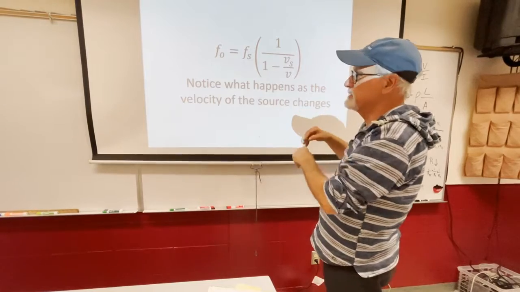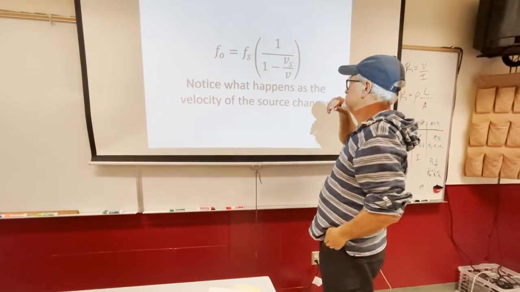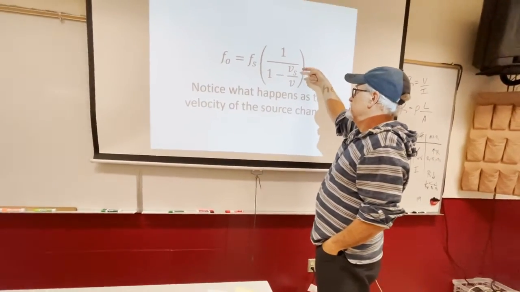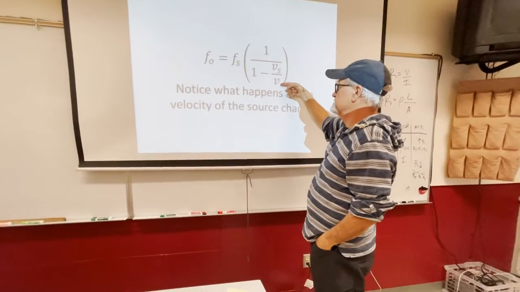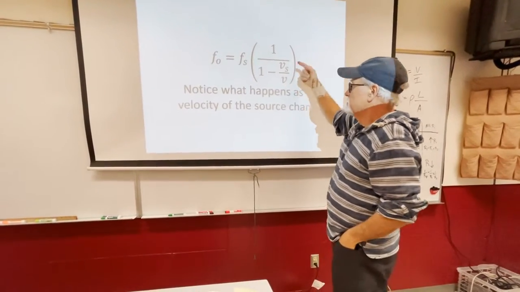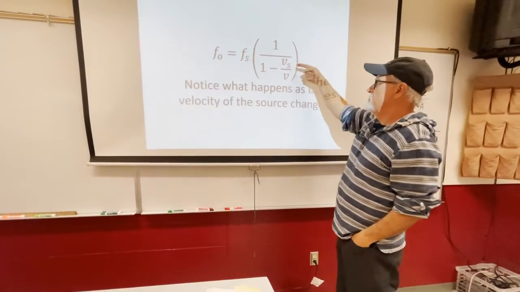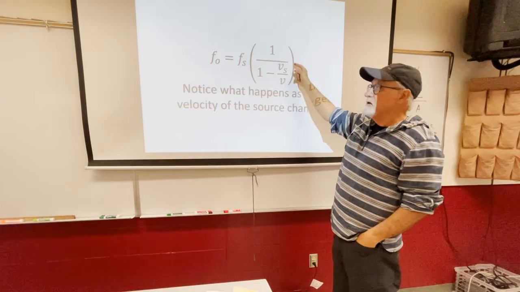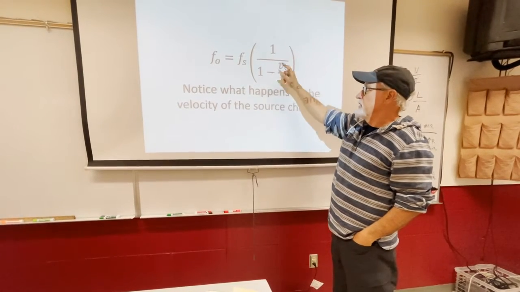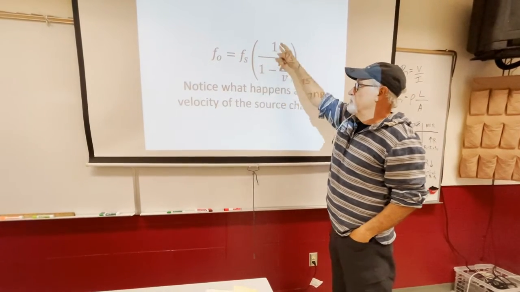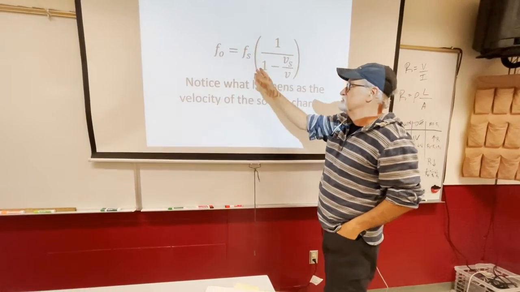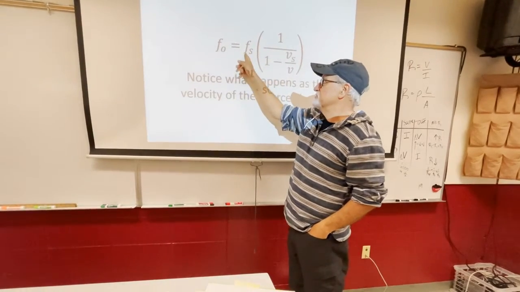If you do some manipulation and substitutions, what you have is, this is the velocity of the source, and this is the speed of sound. Well, what does that mean? What if the source isn't moving? Then that's 0, and 1 minus 0 is 1, and 1 divided by 1 is 1. The frequency is the same. What the observer hears is the same frequency.